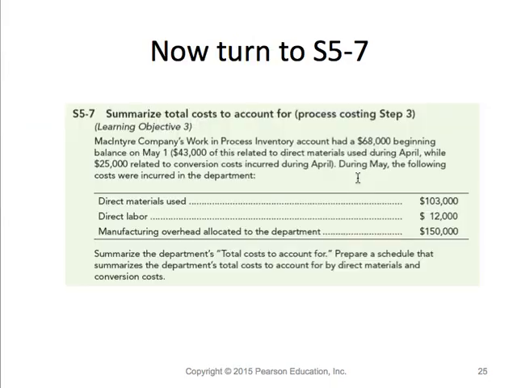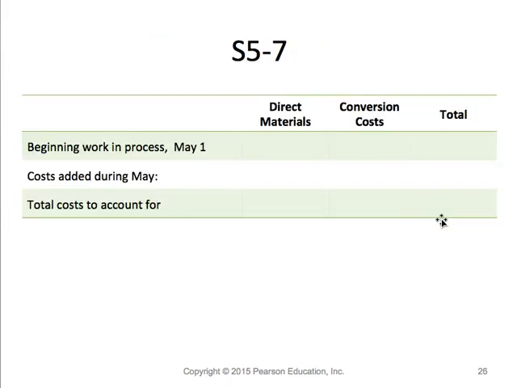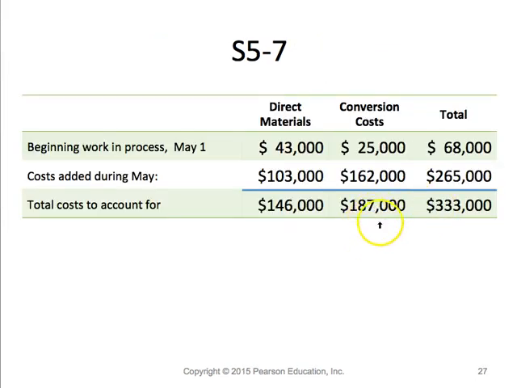How do we get that? It's 150 times 12,000, so 162. And the total of conversion cost is this. So we just put them together, and we're going to have a total cost for the month.